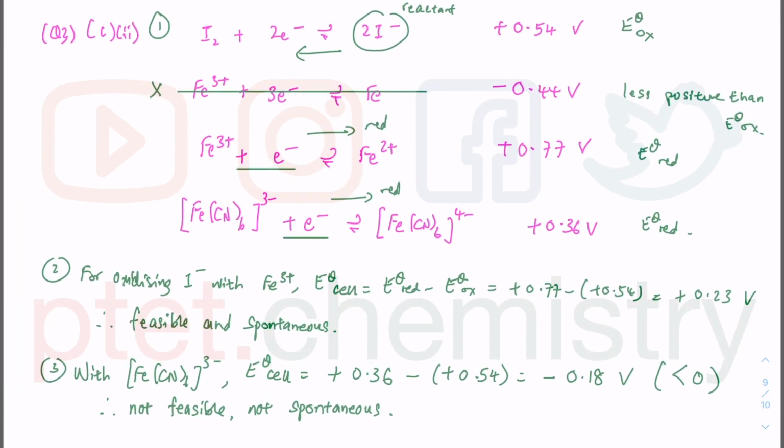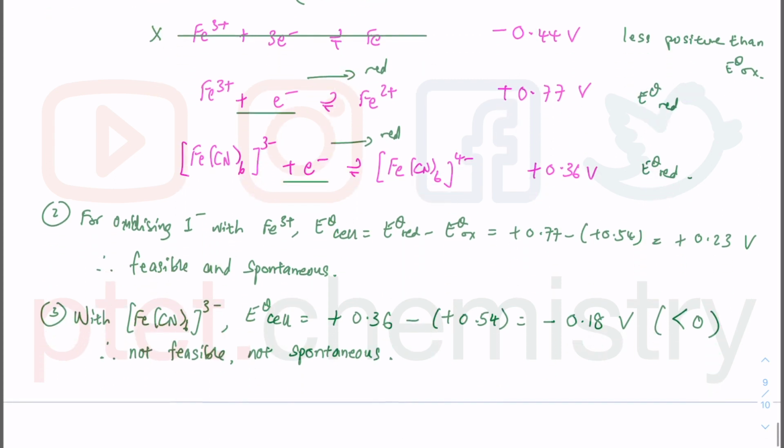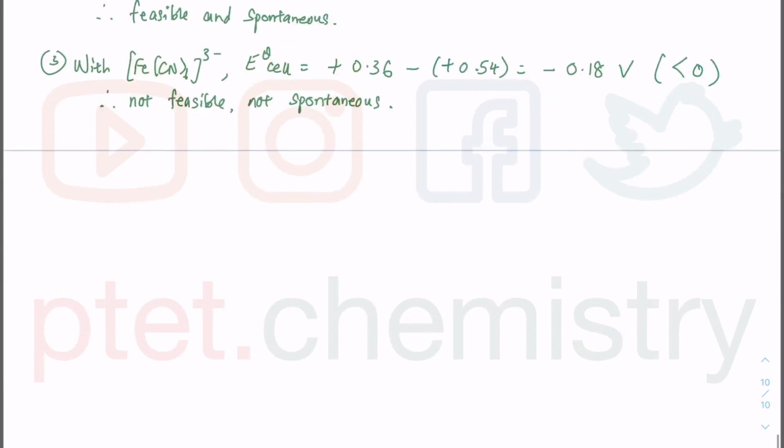Alright, so for that 2 marks, you should be able to write out or state these equations with the correct E naught values and do a bit of simple calculations for E cell to work out whether feasible or not feasible.